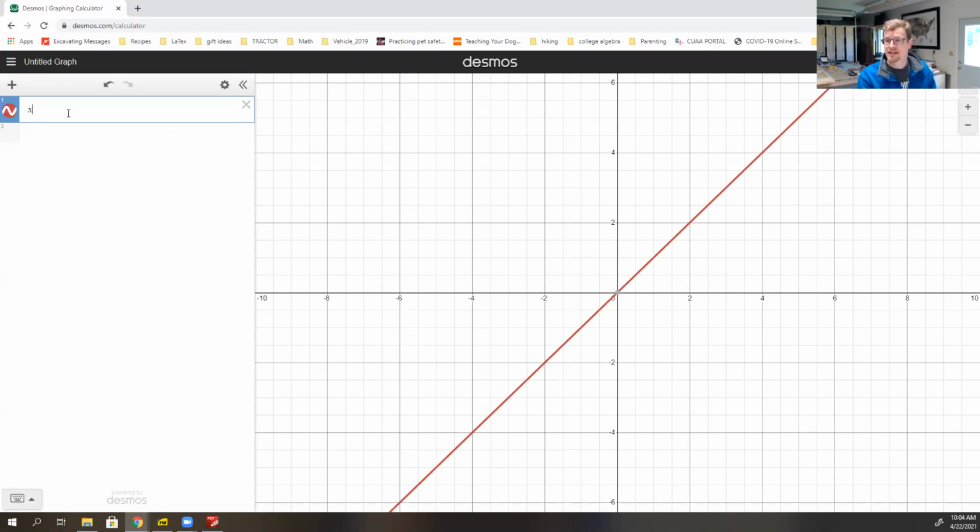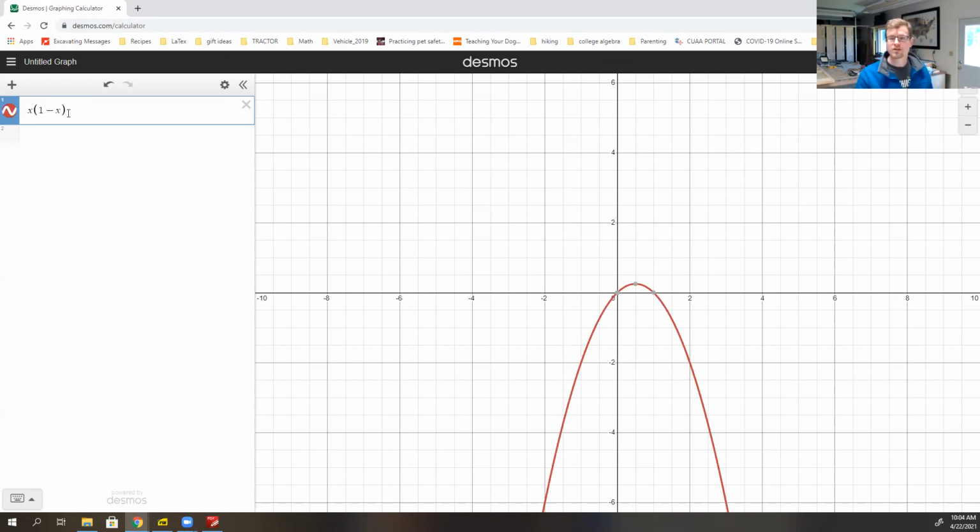So in this case, we're using x as our variable, so x times 1 minus x. You might notice that this is a quadratic. If you've taken a college algebra course, even most high school algebra classes talk about quadratic functions and the vertex of a quadratic. So we can observe those things here.